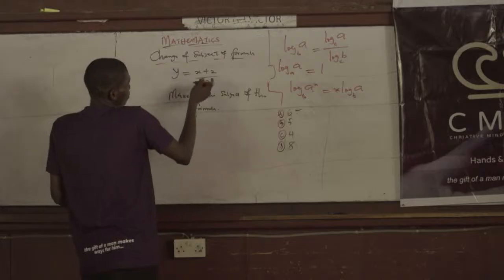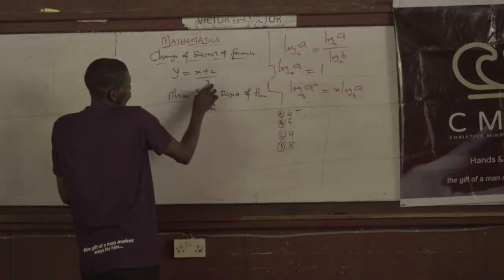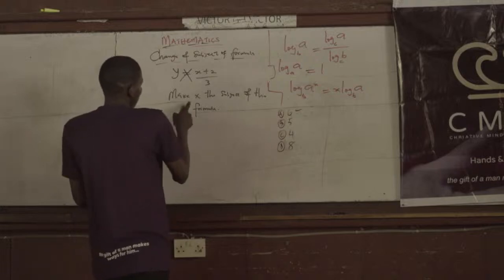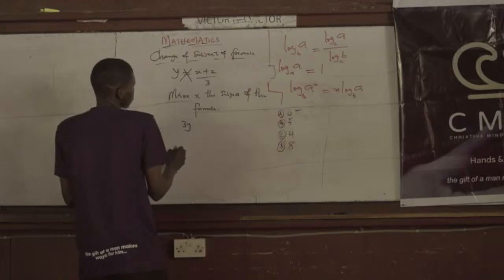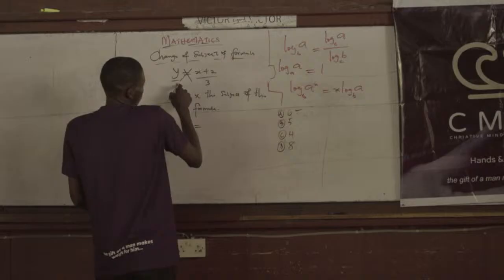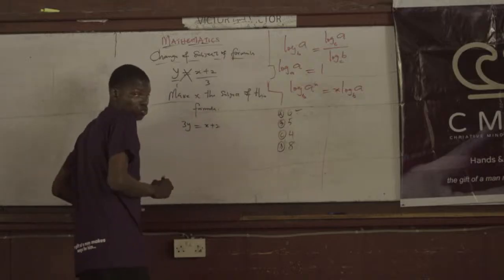So if I want to make x the subject of the formula now, what am I going to do? I have my y is equal to x plus 2 over 3. So I can easily cross multiply. If I cross multiply here now, this will simply be 3 multiplied by y. That is 3y. So it's simply equal to, you know, this is over 1, x plus 2 multiplied by 1 also. That is x plus 2.